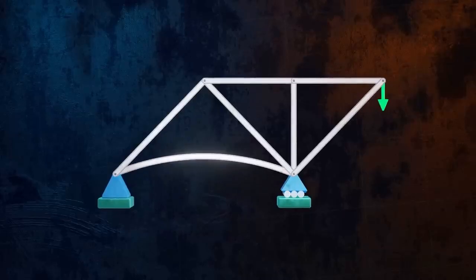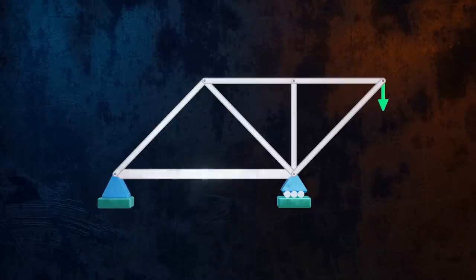Members of a truss that are in compression are sometimes designed to be thicker than those in tension to reduce the risk of buckling. And long compressive members are prevented from buckling by the use of bracing members.